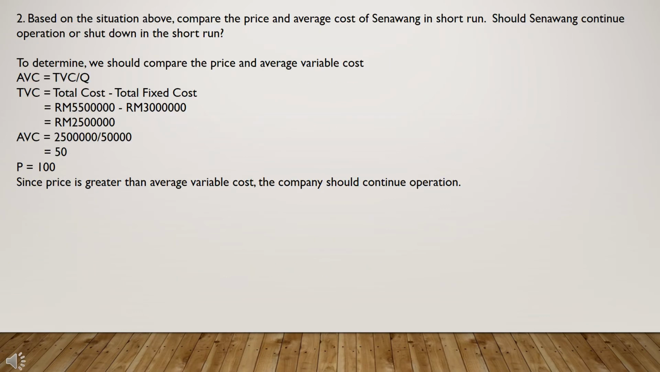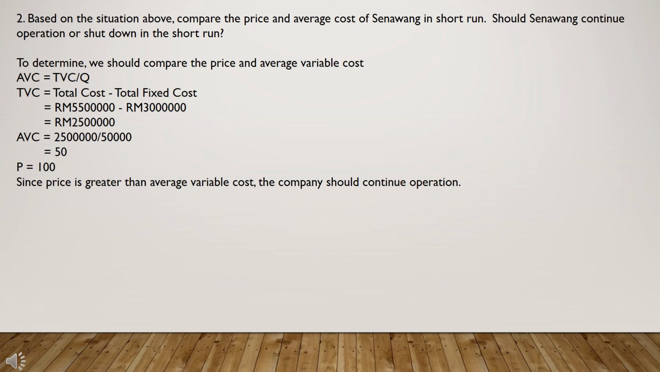Alright, question number 2. Based on the situation above, compare the price and average cost of Senawang in the short run. Should Senawang continue operation or shut down in the short run? Basically, to know whether to continue operation or shut down, we have to compare price and average variable cost. If price is higher than or equal to average variable cost, the firm can continue to operate. If average variable cost is higher than price, the firm should shut down, as if the firm continues to operate, they will get a much higher loss than if they shut down.